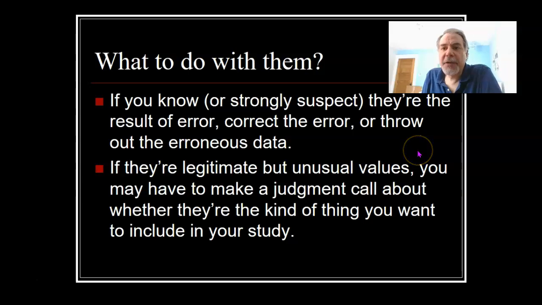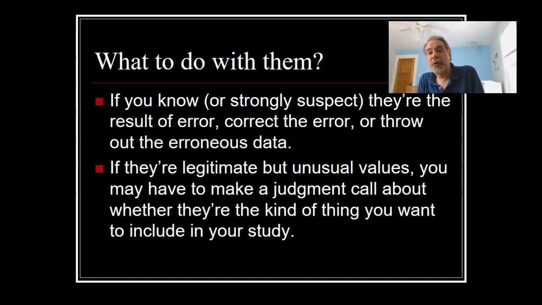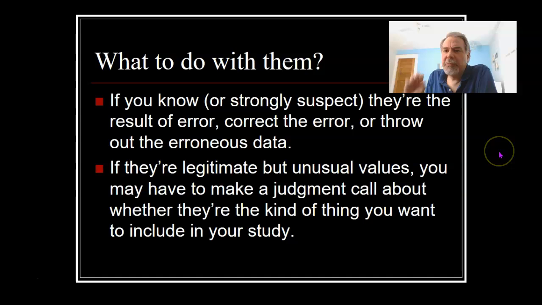If they are legitimate values, but unusual, you might have to make a judgment call about whether they're the kind of thing you want to include in your study. Sometimes you do want to include those outliers, even if they are a lot bigger or smaller than all your other numbers. They're just part of your data. They're some of the things you're considering. But sometimes you might have to think, well, when I was talking vehicles, did I really want to include somebody on a bicycle or a Segway or something like that? So you have to be careful about, is this the kind of thing I'm really including in my study?